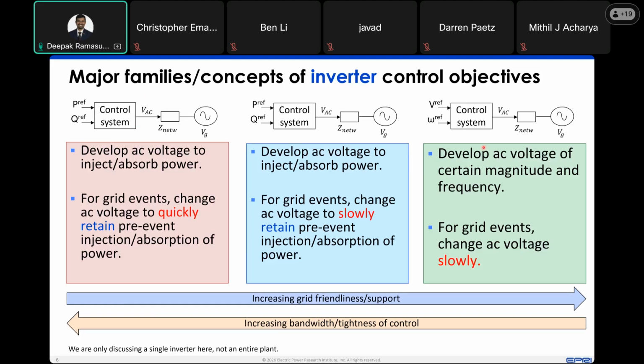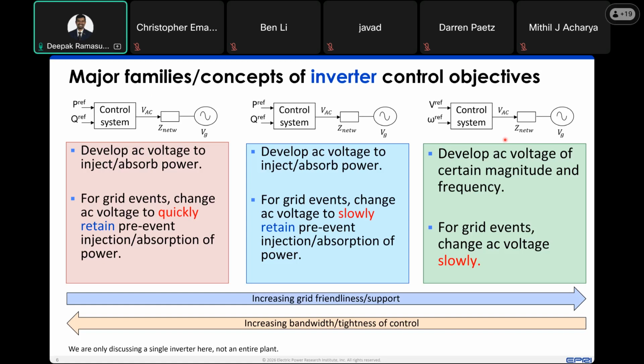On the other side of the spectrum, you have an inverter control system that again develops an AC voltage, but now develops the AC voltage to try to control the magnitude and the frequency of that developed AC voltage. And when there are grid events occurring, that developed AC voltage changes slowly. And when that developed AC voltage changes slowly, the current becomes a little bit more flexible in terms of its injection into the network.